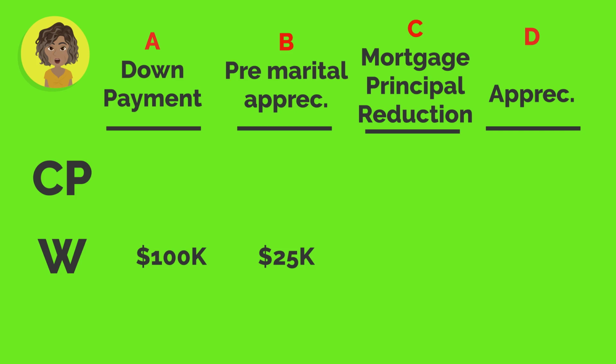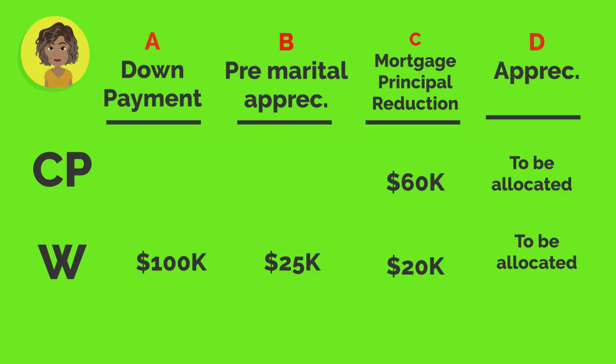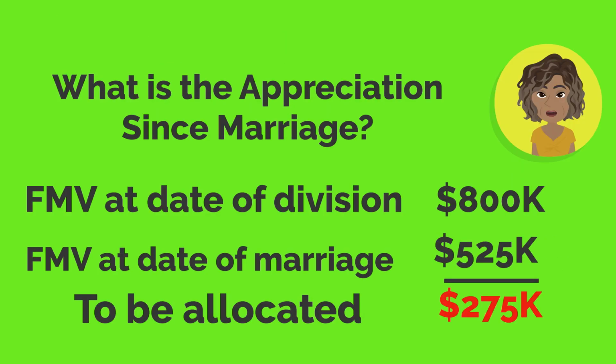Moving to column C, we deal with the mortgage principal reduction. The community paid down the mortgage balance by $60,000. And you paid down the mortgage before marriage by $20,000. Column D requires an additional computation to allocate the appreciation. We will make the calculation together and return to this page to drop in the amount. We begin by determining the appreciation during marriage. Using the estimated amounts we discussed moments ago, the appreciation since the date of marriage is $275,000. Next, we allocate the $275,000 according to case law.